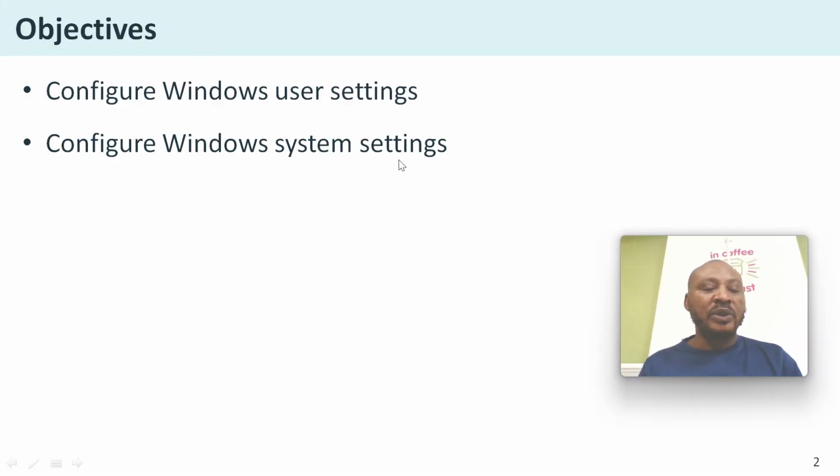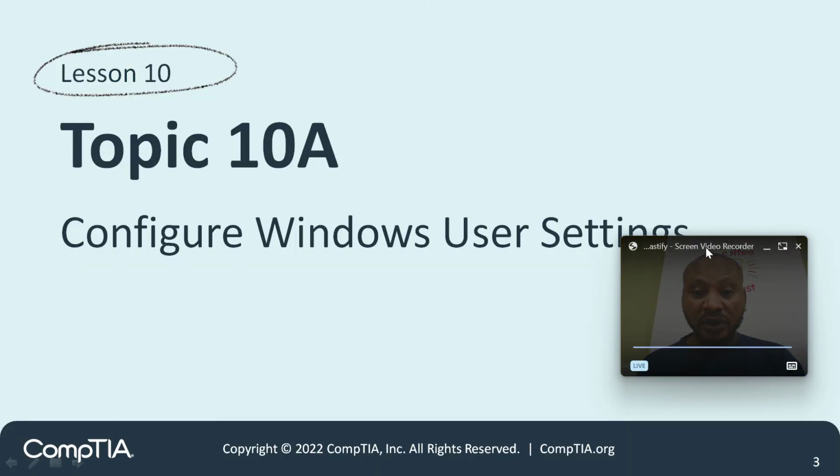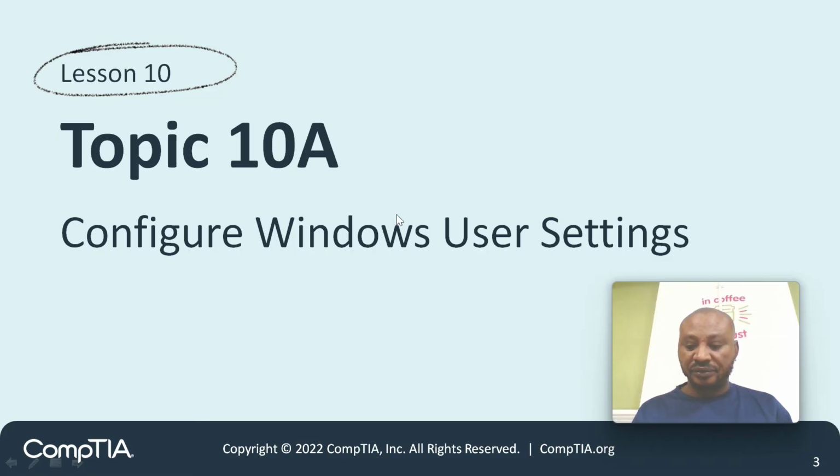What are we looking at? Our objective is to look at how we can configure Windows user settings and Windows system settings. In Windows, we have the user settings and we also have the system settings. The user settings are how the user works with the system. The system settings are about the computer itself, how the system works, and what the things in the system are. We'll look at how to configure all of them. So let's continue. Configure Windows user settings.